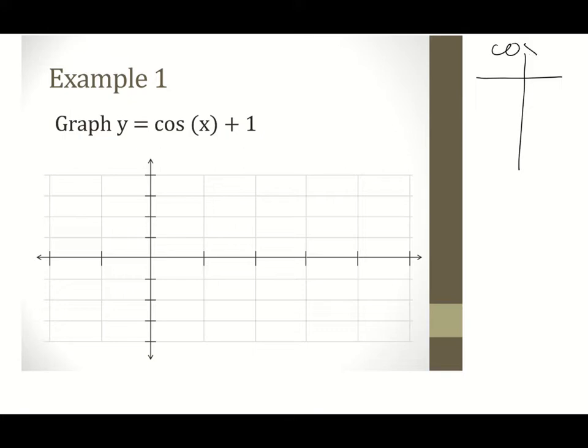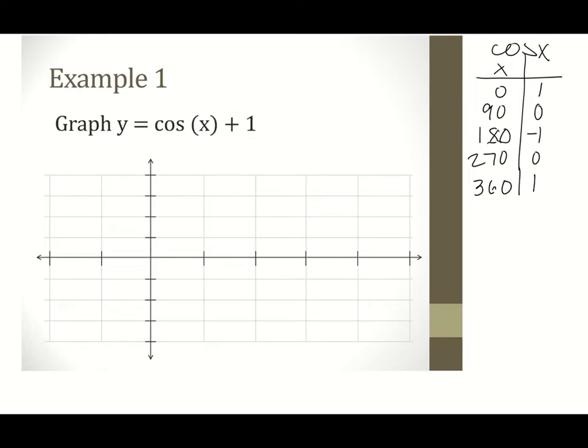So if we make our table of cosine of x, so we have cosine of x. On our x-axis, we have 0, 90, 180, 270, and 360. Cosine always starts above the midline at 1, and then we go 0, -1, 0, finishing back at 1. So what we're going to do is take all these values and add 1.